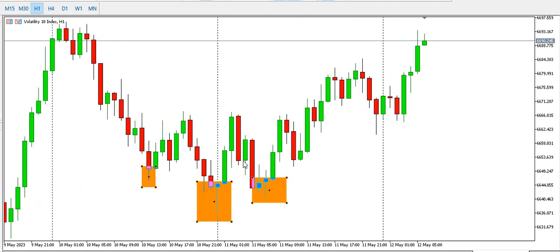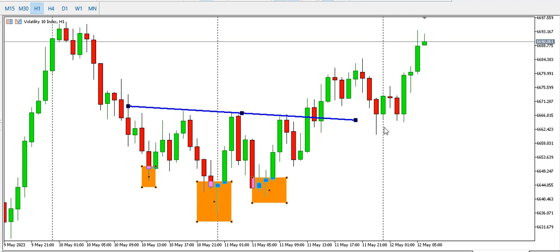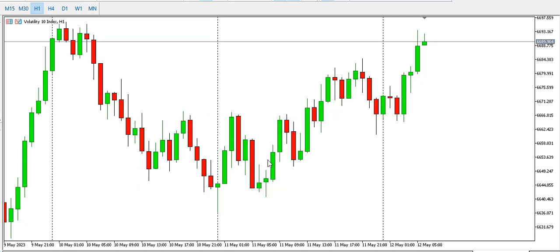So back to the 1 hour time frame, inverted head and shoulder. This is the neckline of the inverted head and shoulder, and it's been broken and retested. Look at it, retested it, and price is going up. So join the buyers for V10.